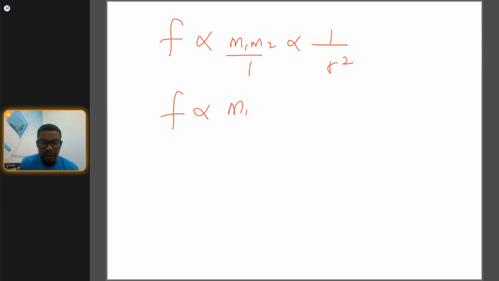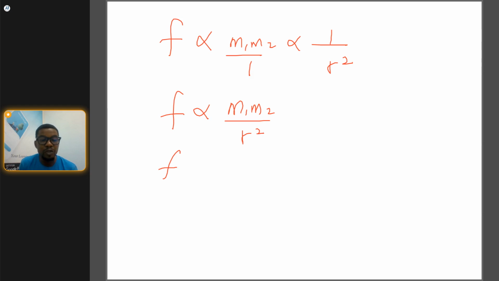Okay, let's continue from here. F varies as M1 M2, varies inversely proportional as R squared. If this is over 1, we can say F varies, multiply M1 M2 by 1, that is M1 M2 over 1 multiplied by R squared is R squared. F varies directly as the product of M1 M2 over R squared.